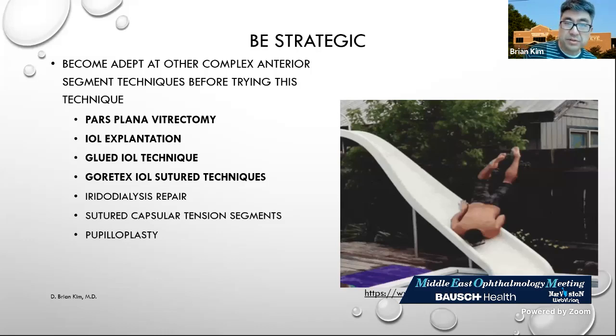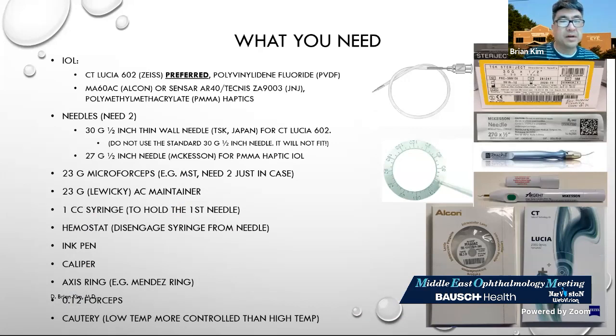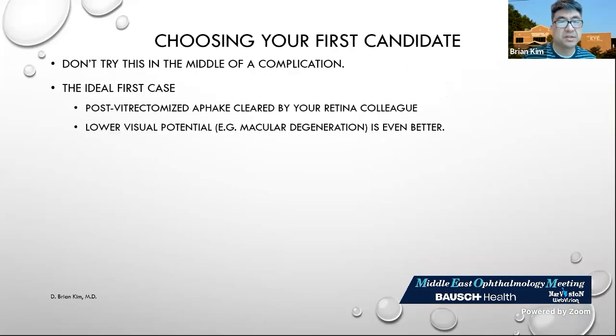So, okay, let me, yes, thank you. I will skip this part. I think the basic point is you have to learn how to do other advanced techniques before you try this Yamane technique. There are various resources that you can get online or by going to various wet labs. What you need, if possible, is a C2 Lucia lens because it has strong haptics. If not, the Sensar MA60 you can use, but you would have to use a 27 gauge half-inch needle for those. And you need these various instruments in order to improve your chances for success.